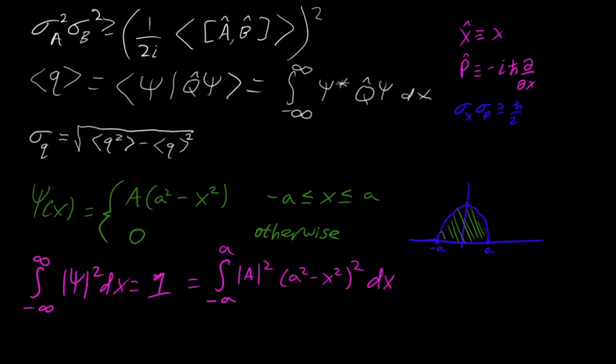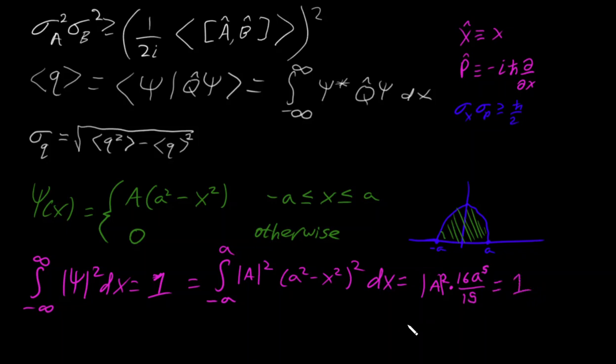And A squared is a constant, so you can take that out. This is the absolute value of A squared times this integral, and this is one of the calculations that has already been done for us. This integral is equal to 16 little a to the 5th over 15, and we know that this is equal to 1.